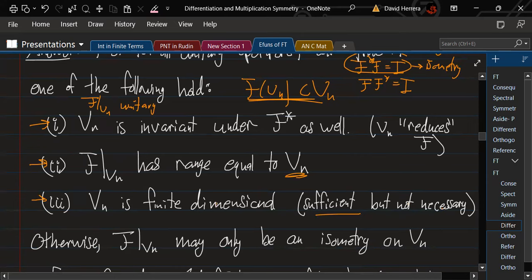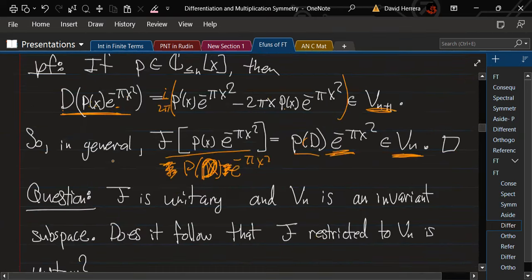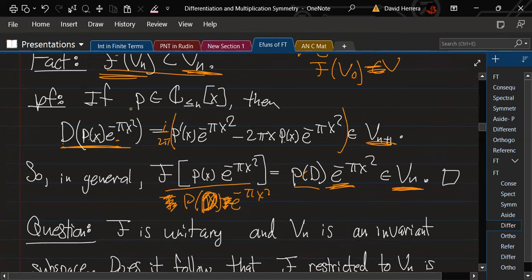If Vn is finite dimensional, then that's enough. The reason is that being an isometry and being unitary are exactly the same thing when you have a finite dimensional subspace. So it's just rank nullity. And this is the case for all of our examples that we have up here with these Vn's, because they're polynomials of degree n times a Gaussian, so it's degree n plus 1.